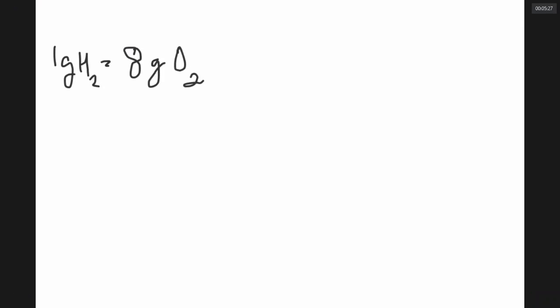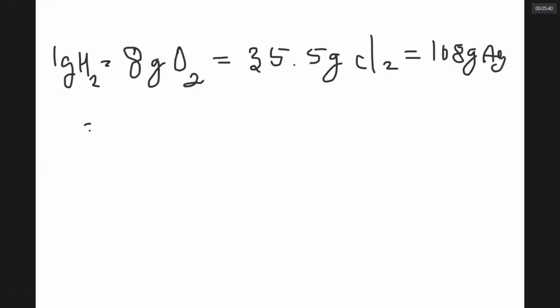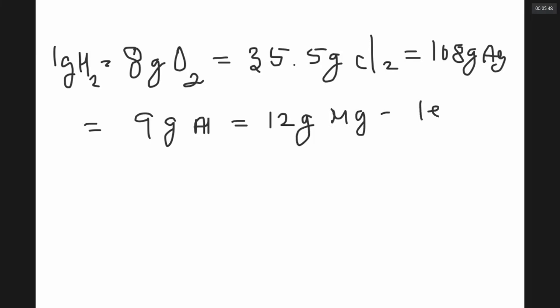Always remember, 1 gram hydrogen is equal to 8 grams oxygen is equal to 35.5 grams of chlorine is equal to 108 grams silver is equal to 9 grams aluminum is equal to 12 grams magnesium is equal to 1 equivalent weight. Any difficulty?